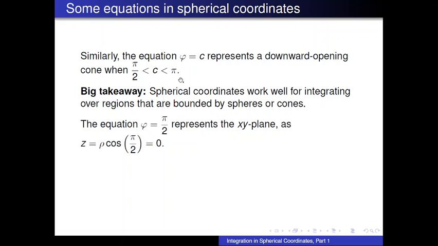To just kind of finish it out, the equation phi equals pi over 2. That's the one that's flat in the middle here. That represents the xy plane, right? As then all the z coordinates are equal to rho cosine of pi over 2, but cosine of pi over 2 is 0, so all the z coordinates will be 0. And you can get all the xy plane by letting rho vary and by letting theta vary.